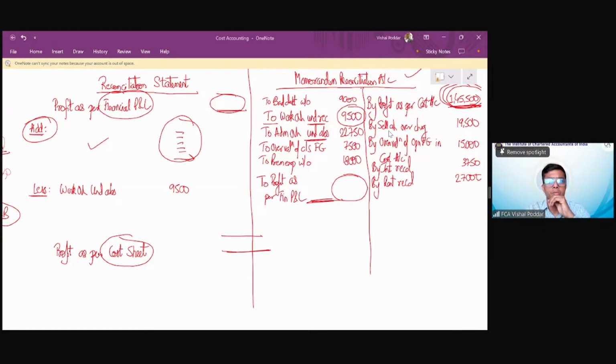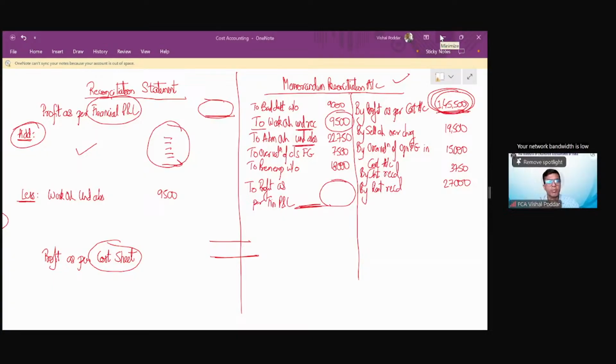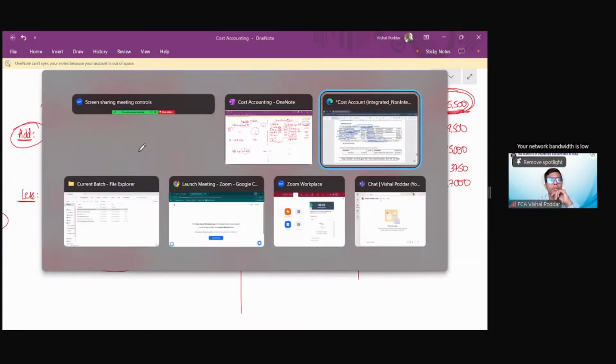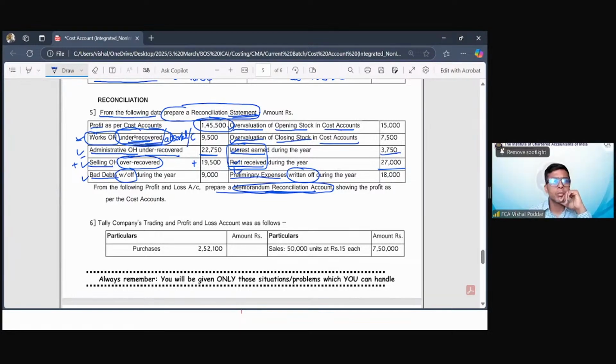Yes, Priyanshi, we are finding a difference between both the sheets. The doubt is that in this question it's given profit as per cost, and we have to find profit as per cost sheet. So in this I'm confused. They have given profit in this sum, profit as per cost, and you have to find profit as per cost accounts. But cost accounts is given. You have to find as per financial.